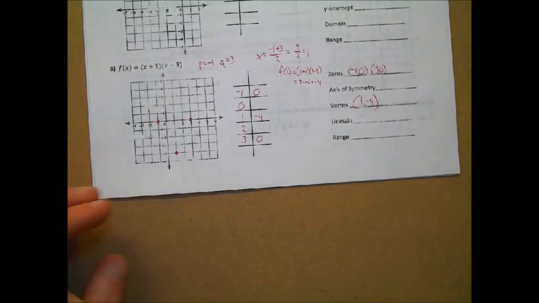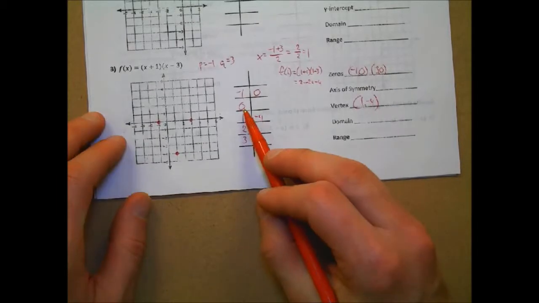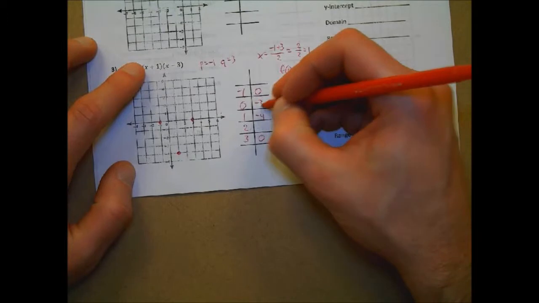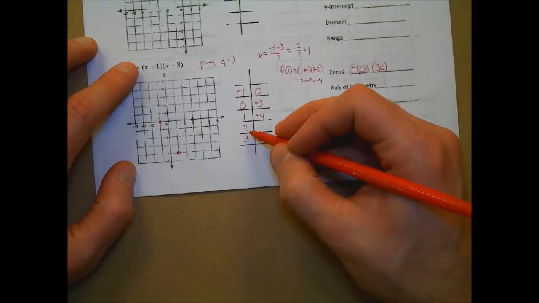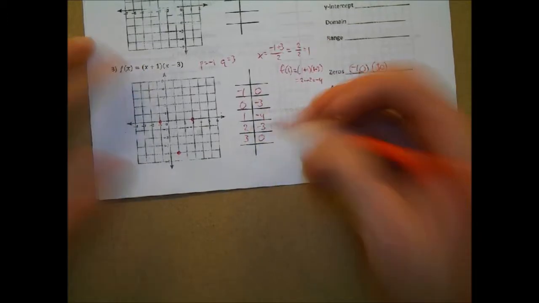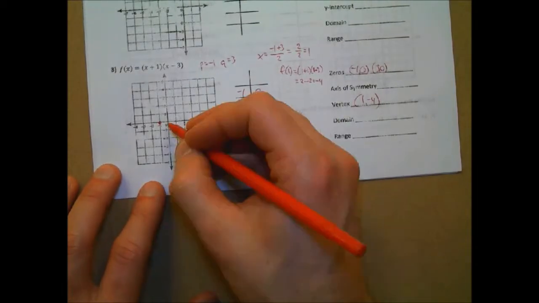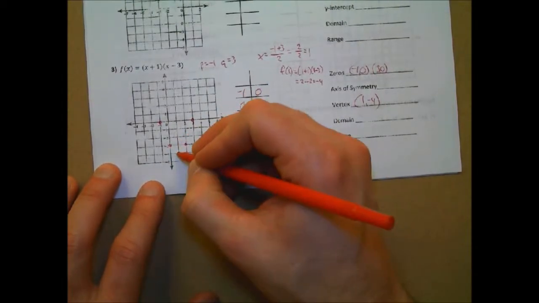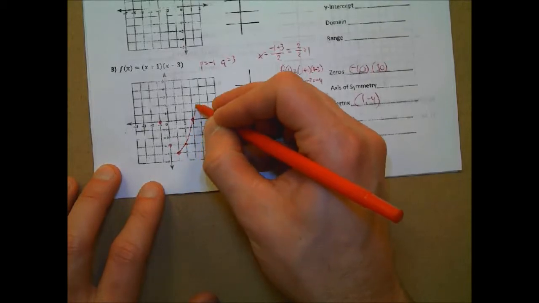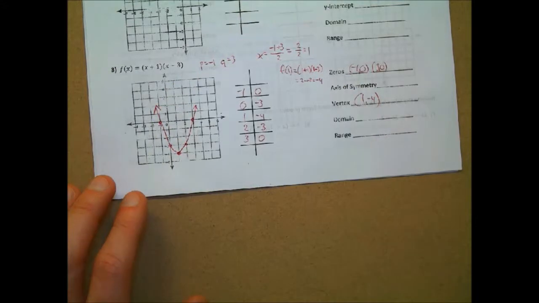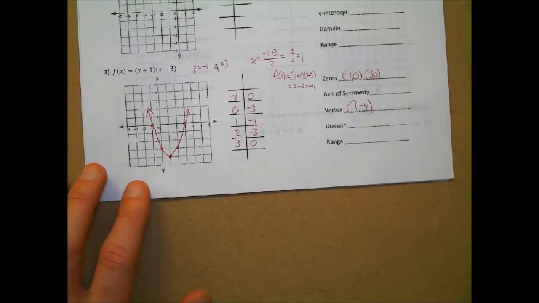I'll go ahead and plug in 0 here. I'll just do it mentally. It's going to be -3. And then 2, -3 as well. So 2, -3, 0, -3. Now I got my 5 points. Something like that.